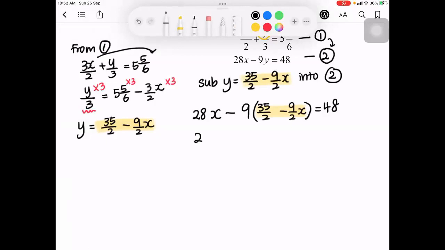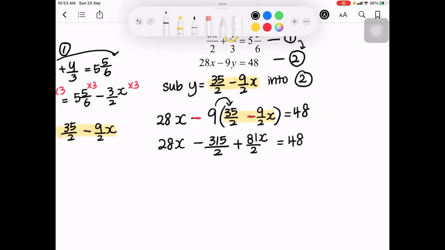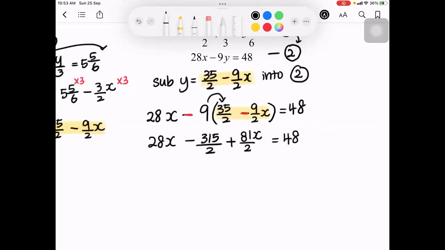Then this one here, we use expansion. 9 times 35 over 2, okay, I get the number 315 over 2. Negative times negative, negative 9 times negative 9 over 2, so minus 9 times negative 9 over 2, I get a positive 81 over 2 with the x equals to 48. Okay, then now when we have this kind of number, although it looks complicated, they are all fractions. Okay, don't need to think too much.